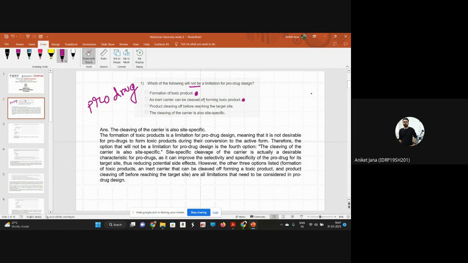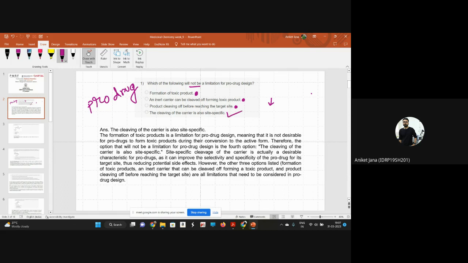And then prodrug leaving off before reaching the target site. Yes, this is also a limitation, because if it is cleaved before reaching the target site, the bioavailability at its target site will be very less. So the last option left is the cleaving of the carrier is also site specific. Yes, this is an advantage. If this happens, this is not a limitation, right?